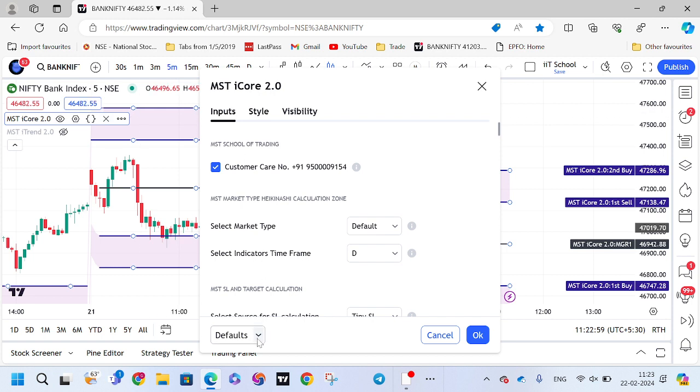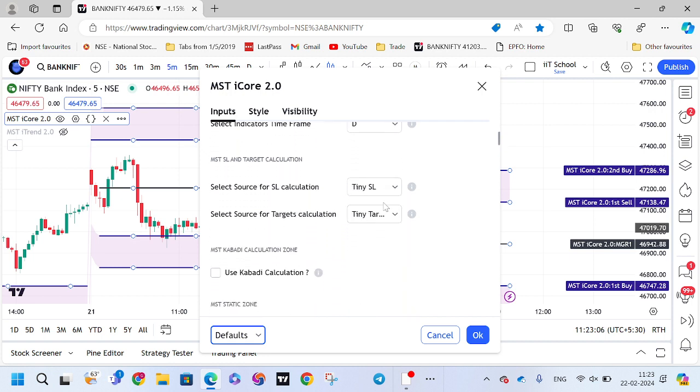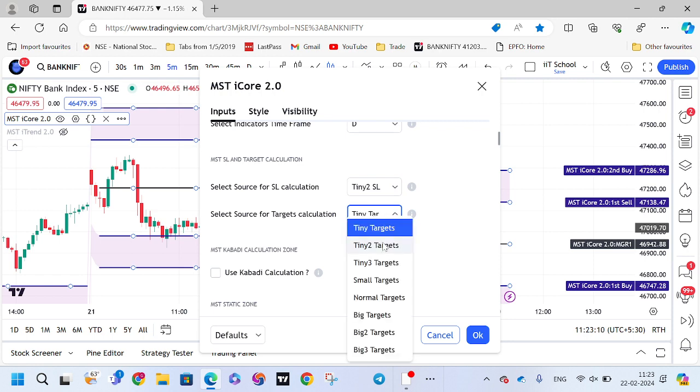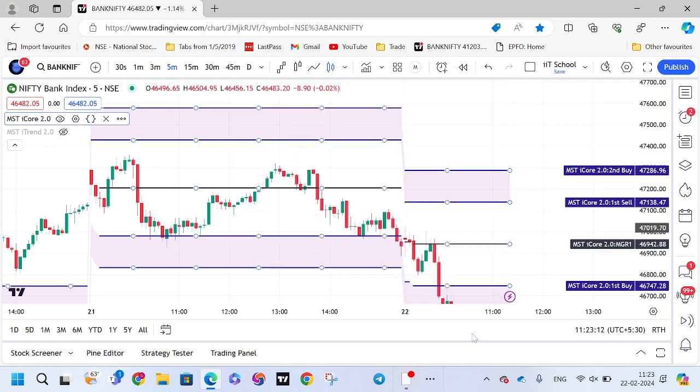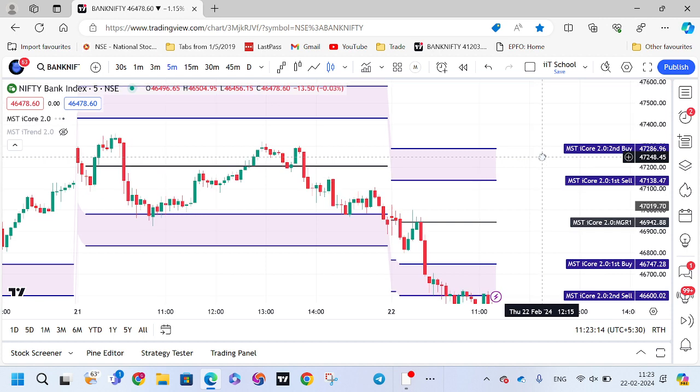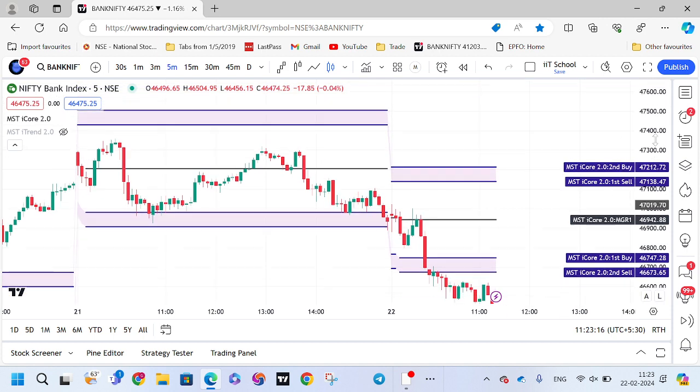Go to the indicator settings and give reset settings. This is the first thing you have to do. And secondly, keep the stop loss to tiny SL and tiny targets if you are trading in Bank Nifty and Nifty. So these are the initial settings you are supposed to do.